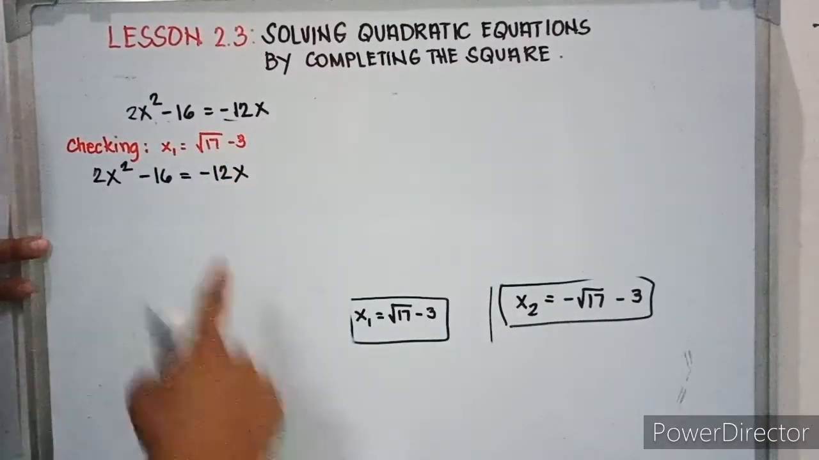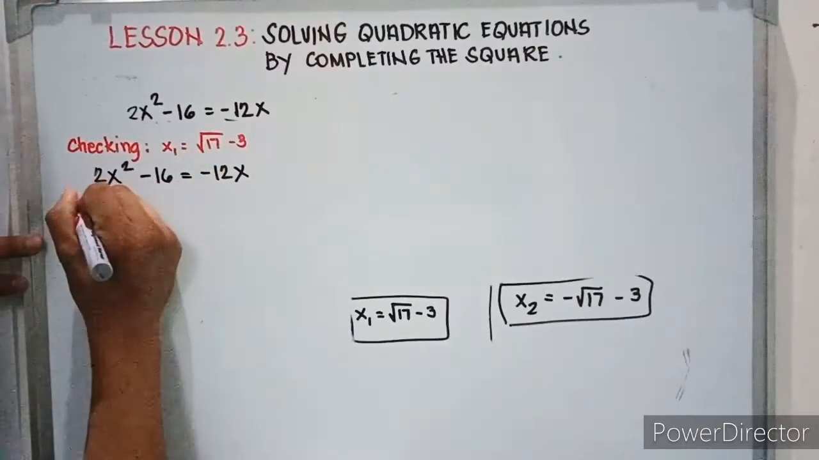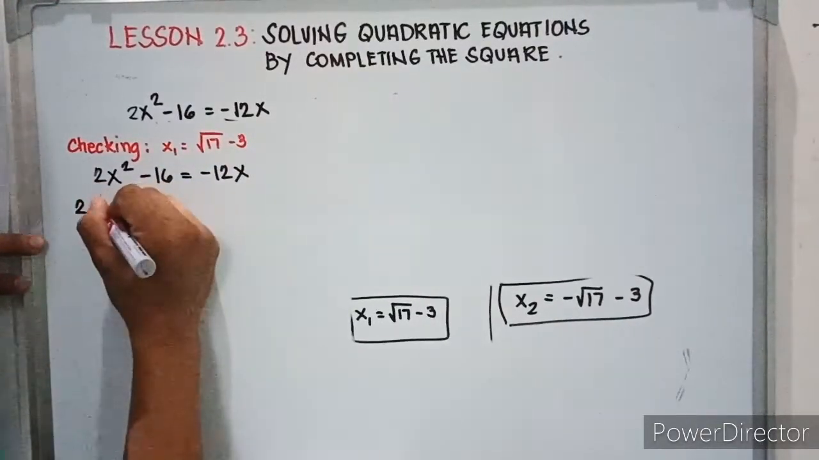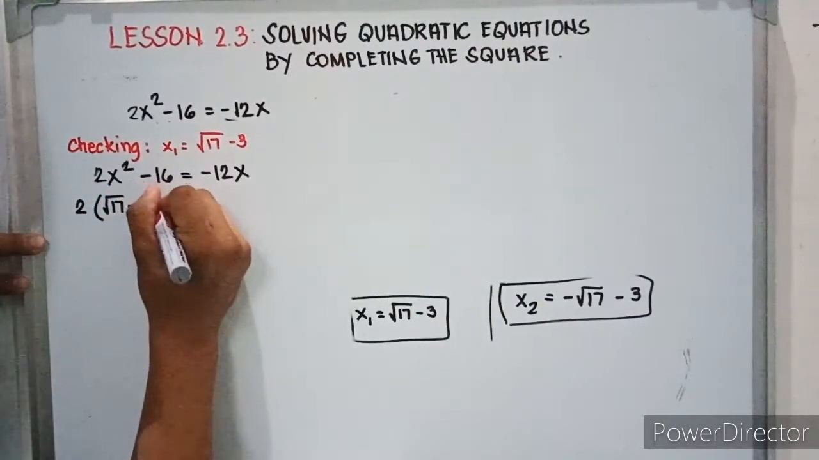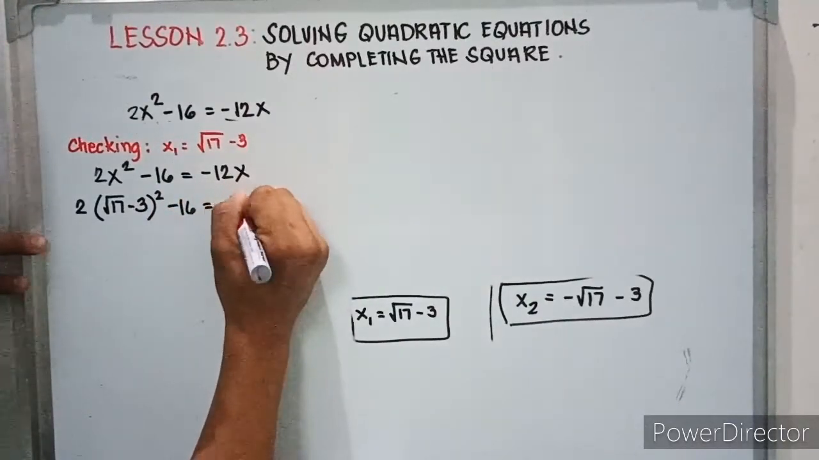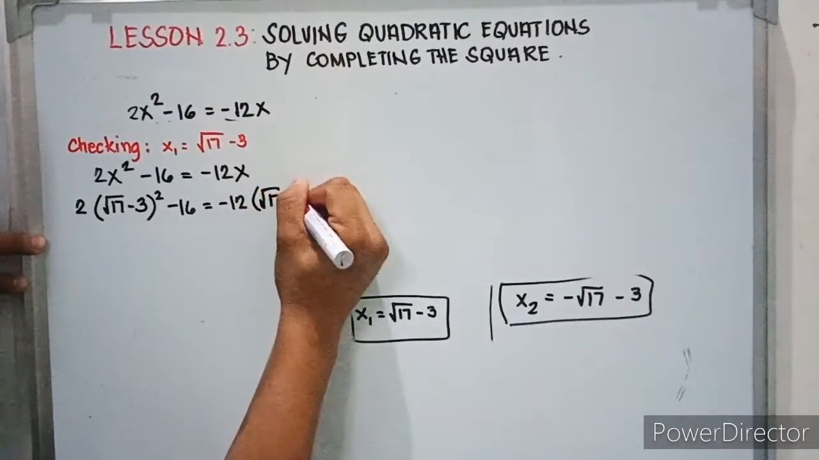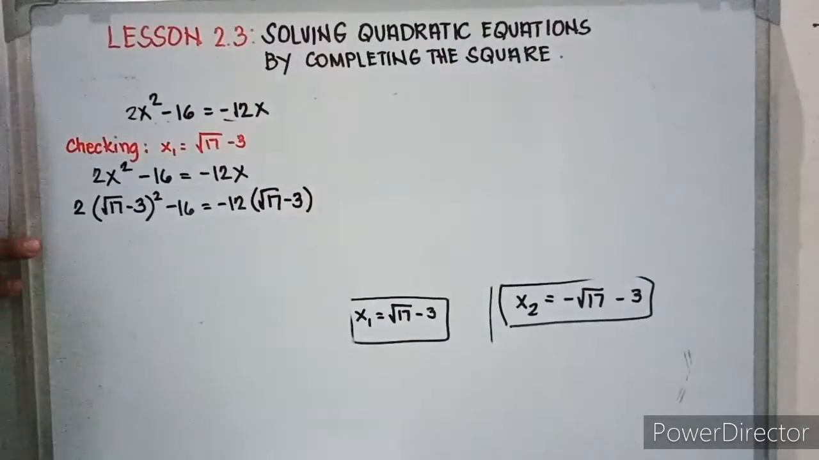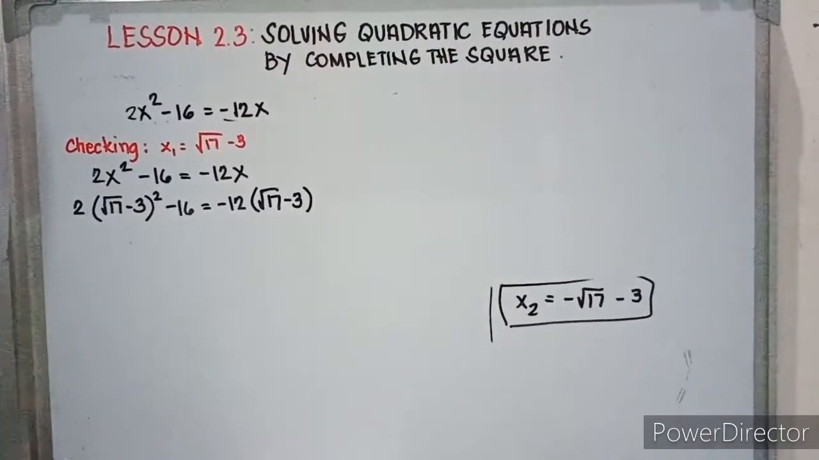Then we are going to substitute x by square root of 17 minus 3. So, we will have 2 times square root of 17 minus 3 squared minus 16 equals negative 12 times square root of 17 minus 3. Okay. Then, we are going to simplify. Unahin muna natin ang exponent. So, let us simplify this part.